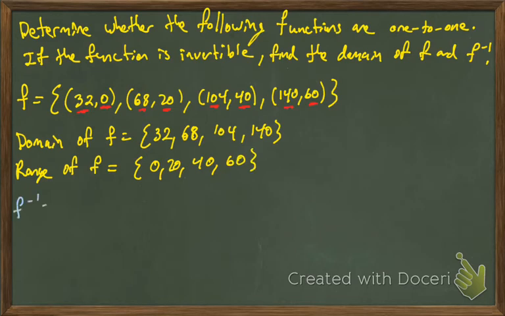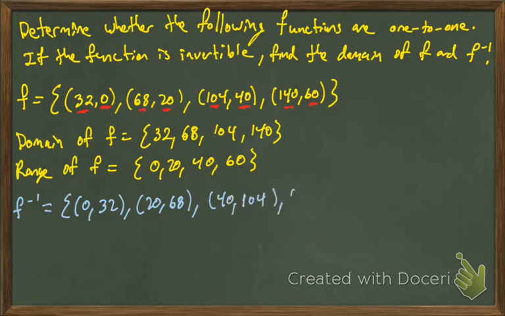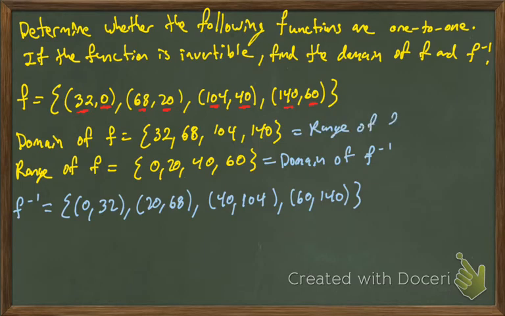So then for the inverse, we're going to take Celsius to Fahrenheit, for each pair. So then our domain is going to be the range of f, and the range is going to be the domain of f. Okay, so you just have your x and your y switched.